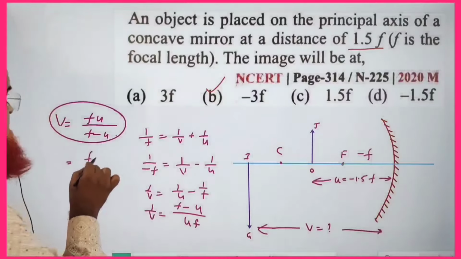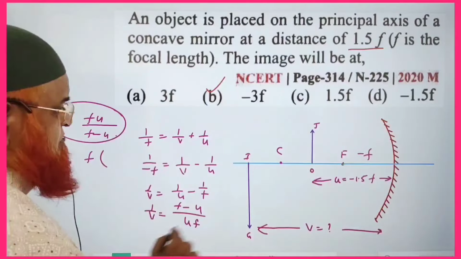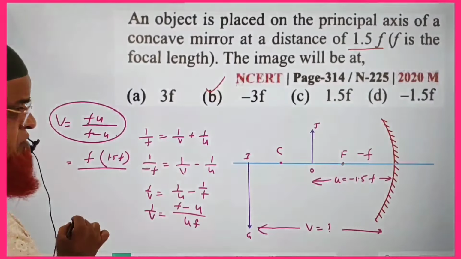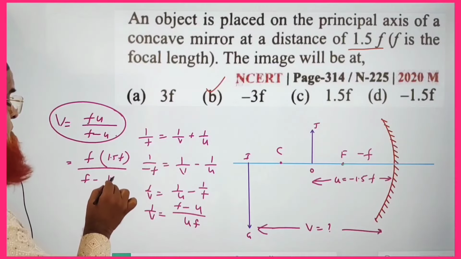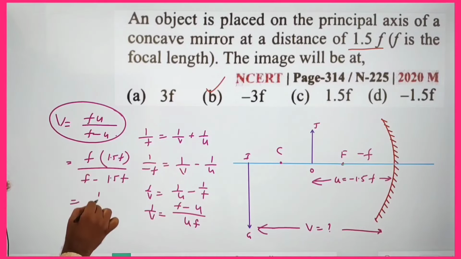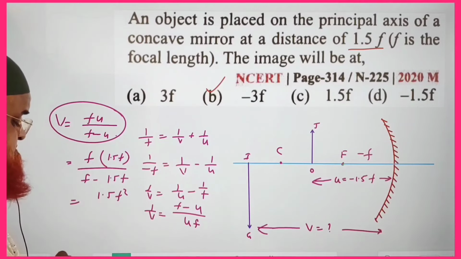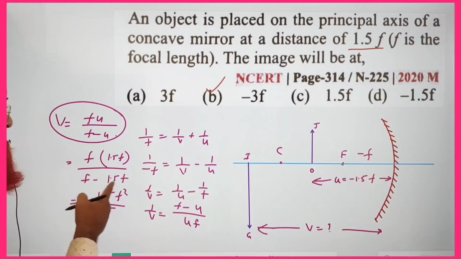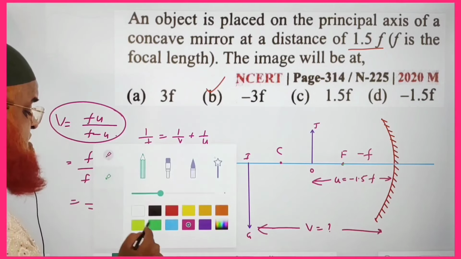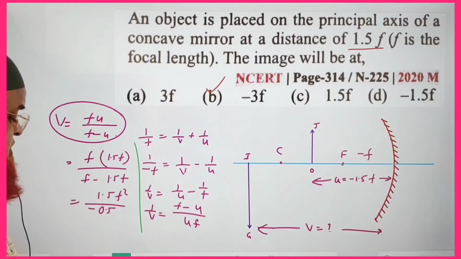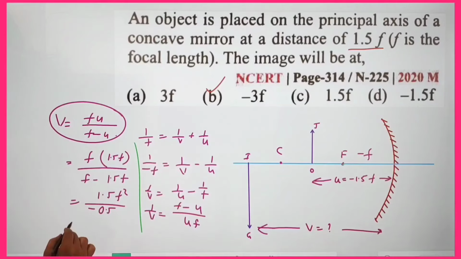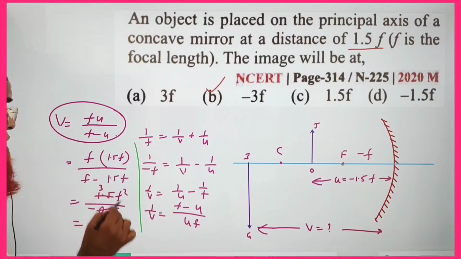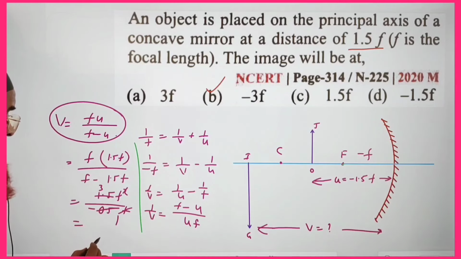So what is f? F is f. What is u? U is 1.5f, divided by f minus u. F minus u, where u is 1.5f. So this is 1.5 f square divided by minus 0.5, because f minus 1.5f is going to be minus 0.5. That's it. See, this is 1 times, it is going to be 3 times. Here already one f is there, f square gets cancelled.